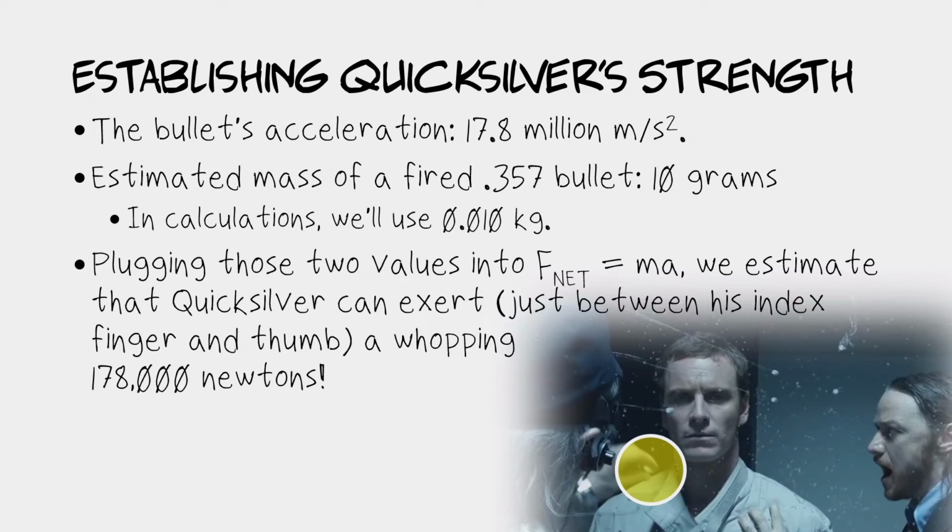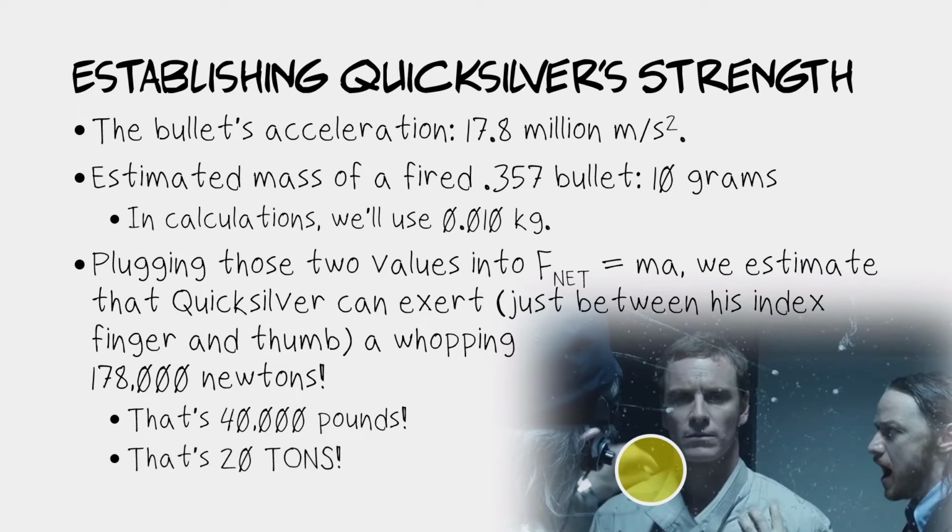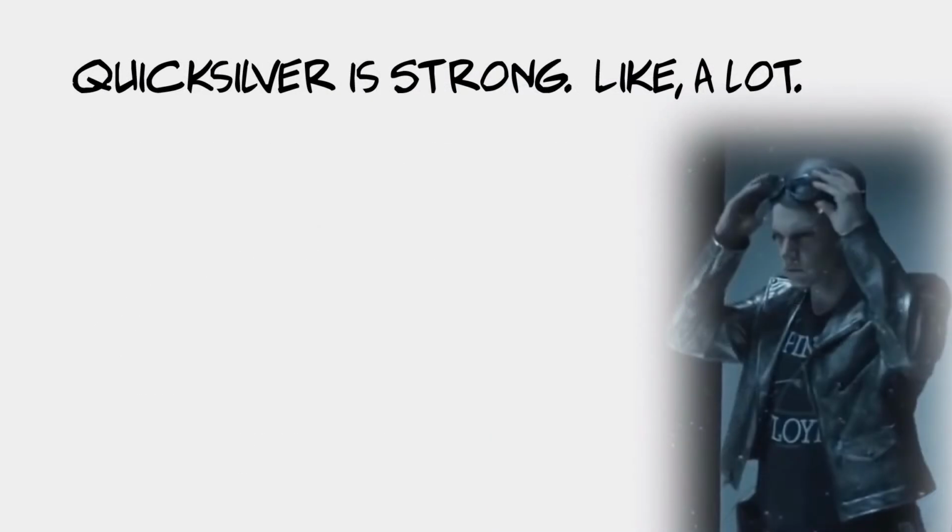I like to tell my students, if you open the palm of your hand and imagine a reasonably regular apple sitting in the palm of your hand, that's about 1 newton of force, roughly speaking. Maybe a smallerish apple, but that's about a newton. A newton is not very much force. 178,000 newtons is a very large amount of force, roughly the equivalent of 40,000 pounds of force. And that converts to around 20 tons of force. And that's just between Quicksilver's index finger and his thumb. Between the two of those objects, he's able to create 20 tons of force. So this means that Quicksilver is strong.